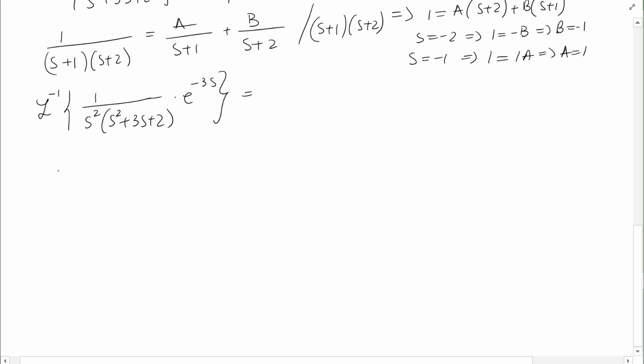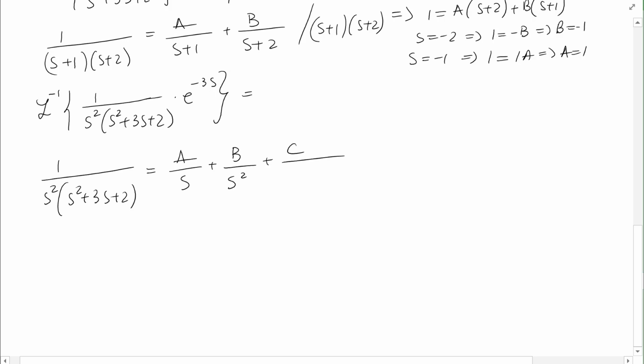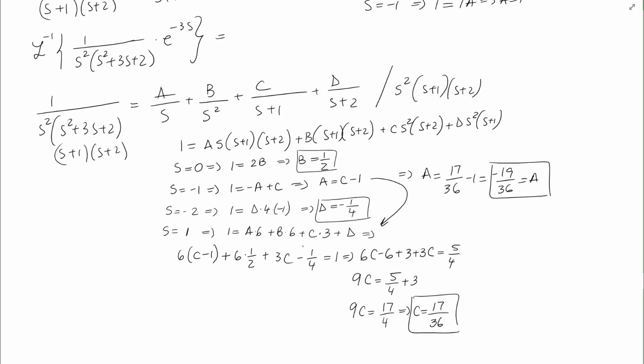So we are going to calculate just this piece alone, 1 over s squared times s squared plus 3s plus 2, by doing a over s plus b over s squared plus c over s plus 1 plus d over s plus 2. Because I don't have enough time to do the whole thing, please pause here and try to do your own, and I'm going to solve it and unpause when I'm done finding a, b, c, d.